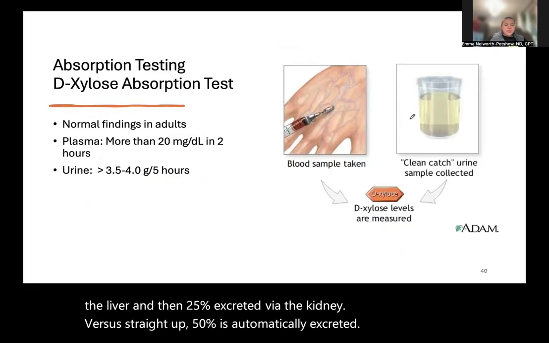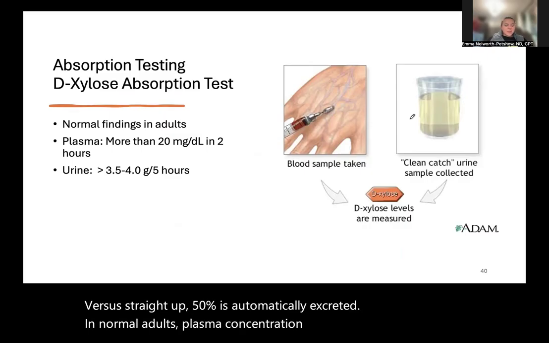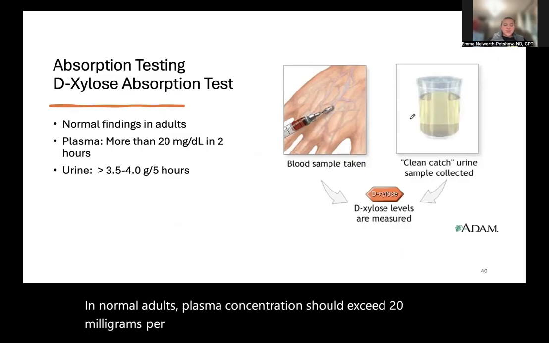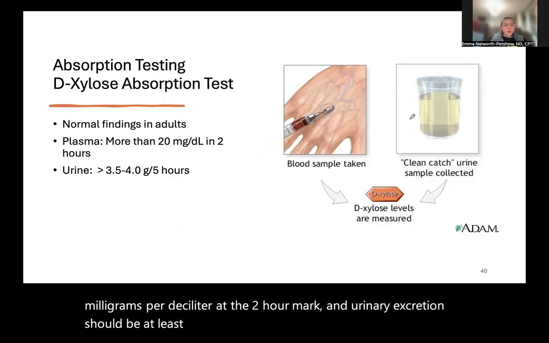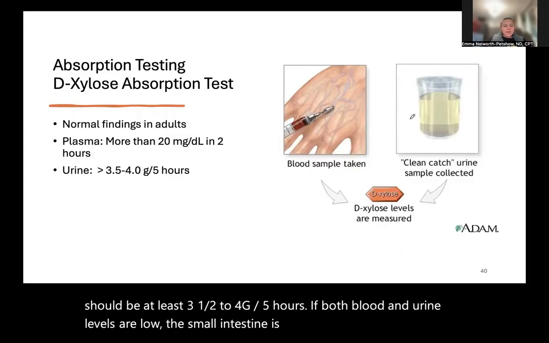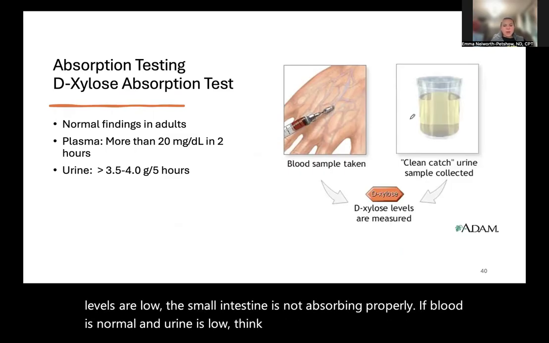In normal adults, plasma concentration should exceed 20 milligrams per deciliter at the 2-hour mark, and urinary excretion should be at least 3.5 to 4 grams over 5 hours. If both blood and urine levels are low, the small intestine is not absorbing properly. If blood is normal and urine is low, think renal issues rather than malabsorption.